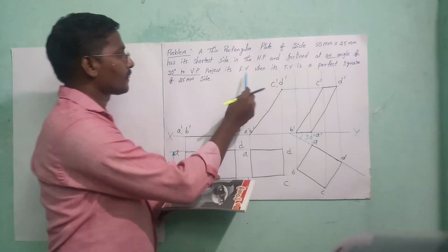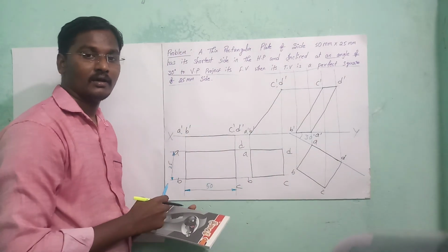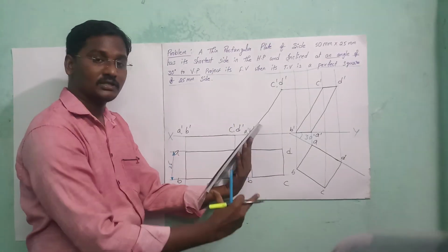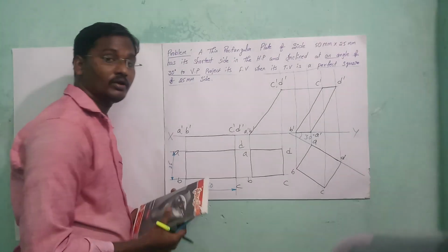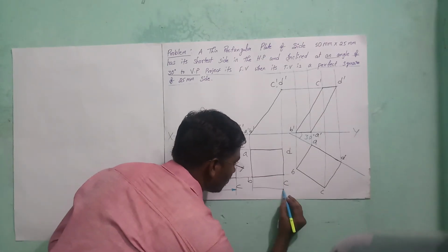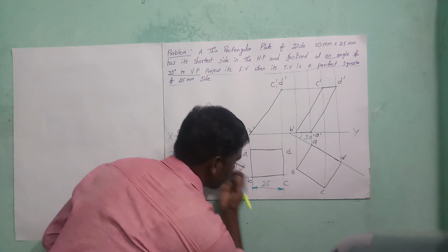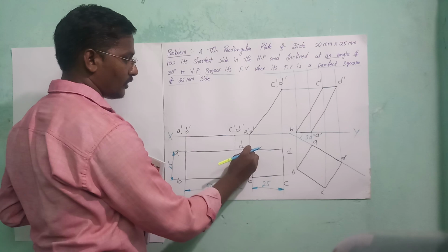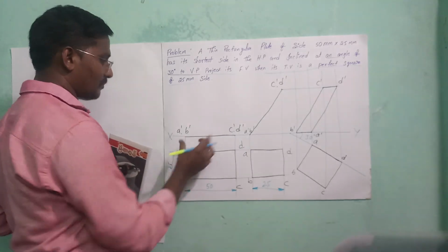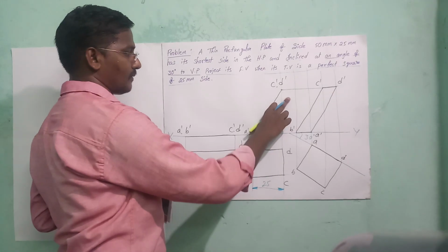Later, what he has given is, project its front view when its top view is a perfect square of 25 mm side. So when we are looking from the top view, it was a perfect square. That means this is 25 and this projection, the distance is 25. So with the 25 mm distance, I have drawn the perfect square. So here also give the dimension as 25. Now from this point A, draw the vertical projection up to the reference line. From this point D, draw the vertical projection line. After that, measure the distance of A dash to C dash in the compass. Take A dash as center, cut the line. So draw this line.